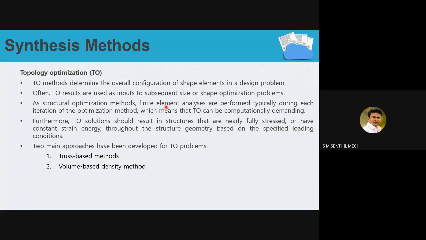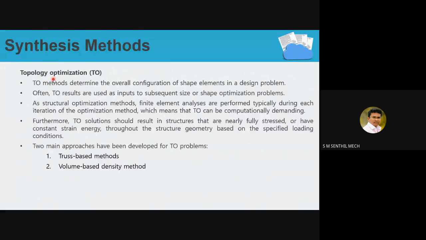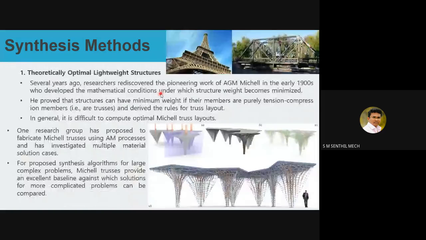Usually there are two main approaches when talking about topology optimization. One is truss-based methods, and the next is the volume-based density method. I'm just going to give you a glimpse of what they mean. The truss-based method is nothing but, obviously, trusses are a combination of struts, different links, which will be connected at the nodes. Two or more links will be connected at one particular point. We have discussed earlier that each of these is a strut or a link, connected at one single particular point. Similarly here, these links will be connected to one single node. This is called a node. This is a strut.